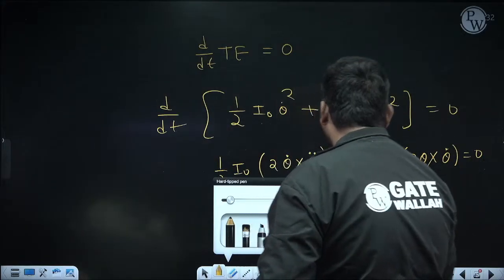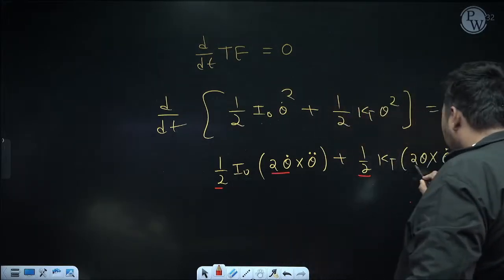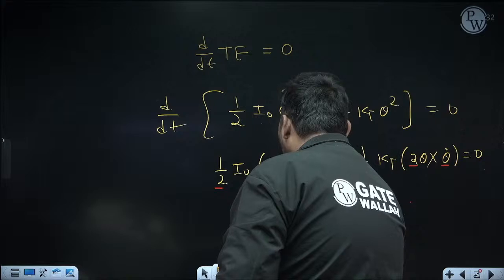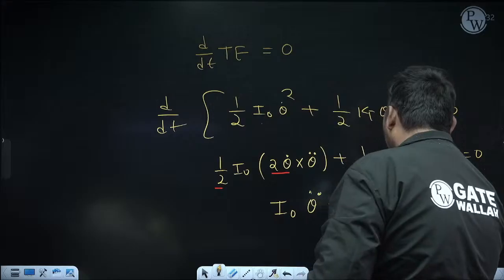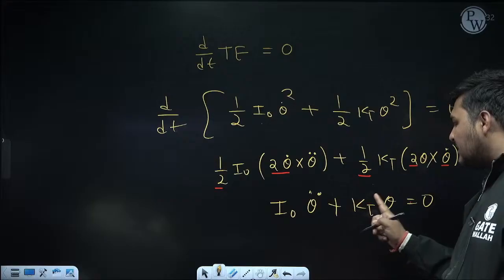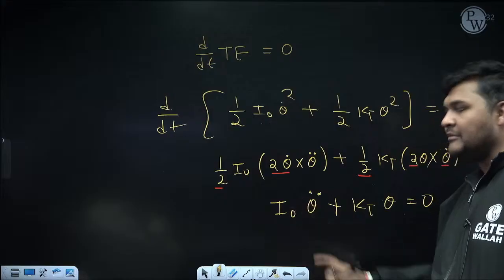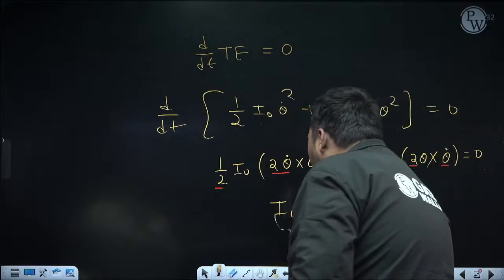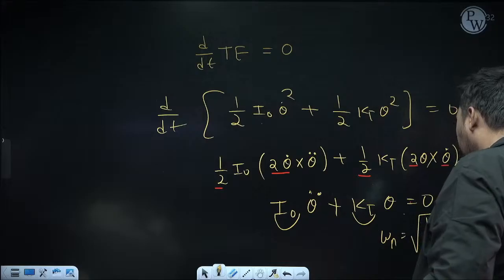Now bring the common term outside, it will come this side, it will become 0. So half is common, and 2 theta dot is common in both terms. The common part will come this side, it will become 0. So the equation is I naught theta double dot plus kt theta, equal to 0. It is in general form. Like for the spring mass system, the equation was mx double dot plus kx equal to 0, so omega n was root k by m. So here instead of k, kt is coming, instead of m, I naught is coming, because the coefficient of theta is kt, and the coefficient of theta double dot is I naught. So omega n will be root over kt by I naught.